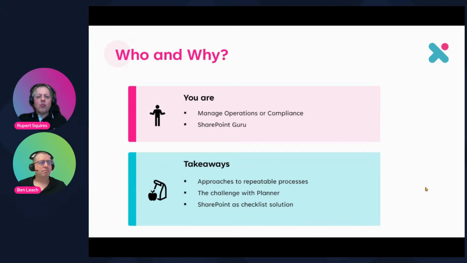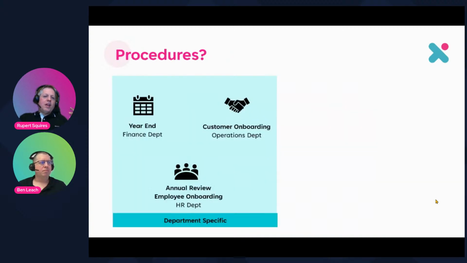Okay, so I think it's worth just starting with examples of the kind of things we're going to talk about today to make sure we're all on the same page. So we're thinking about procedures. The way that we work, we use something called EOS, or Entrepreneurial Operating System, and they talk about how you have your core processes such as maybe sales, delivery, finance, and within there you will have procedures.